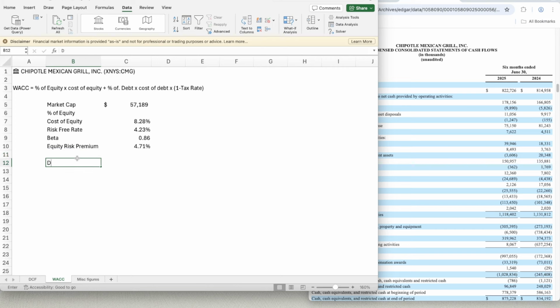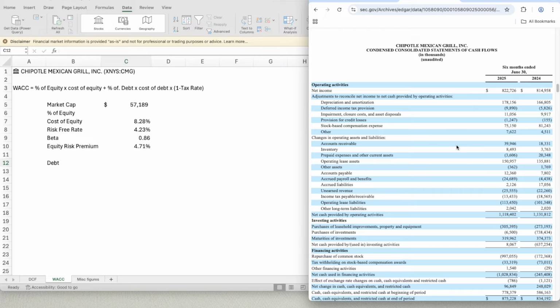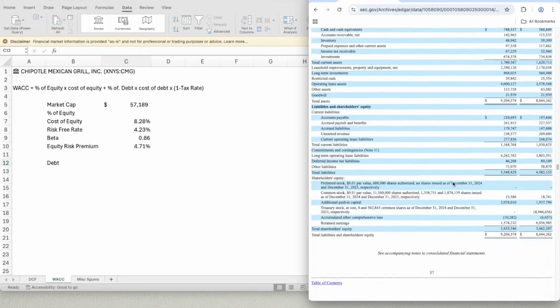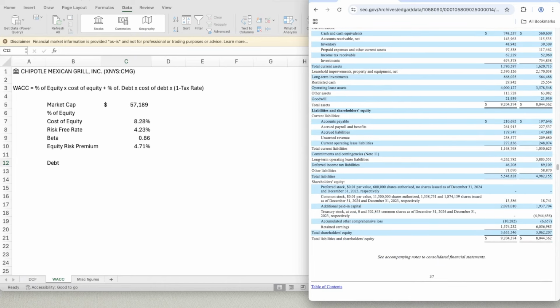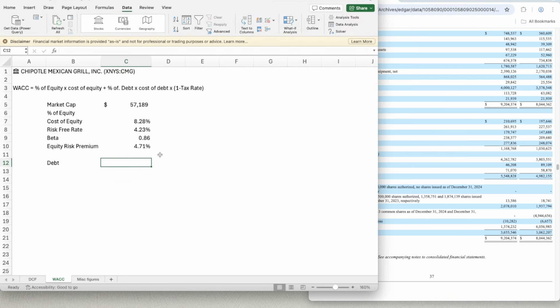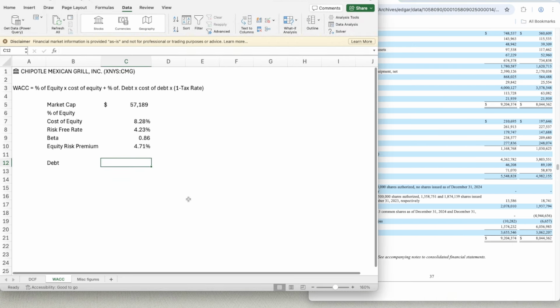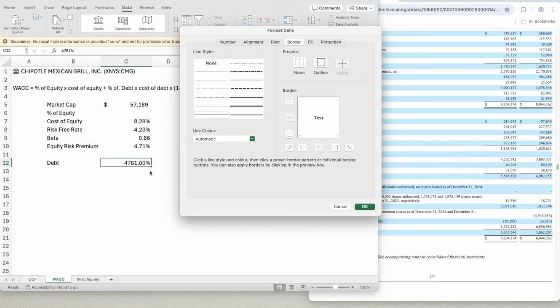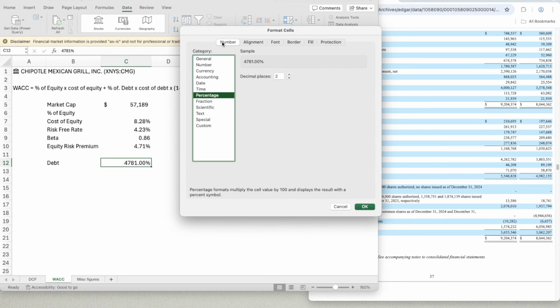Now, for debt, Chipotle doesn't have debt in the traditional sense, but it does have a lot of, what would you call them? Let me pull up the balance sheet. So it has long-term operating lease liabilities and current operating lease liabilities. So we'll use this as the debt, and that is 4.781 billion.